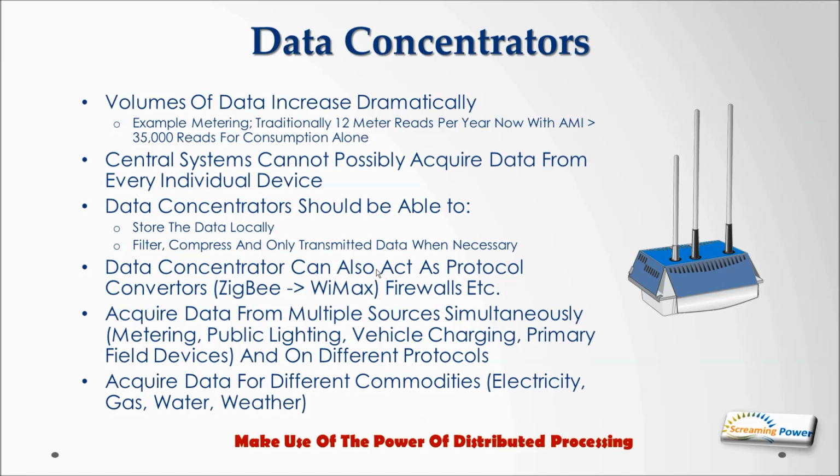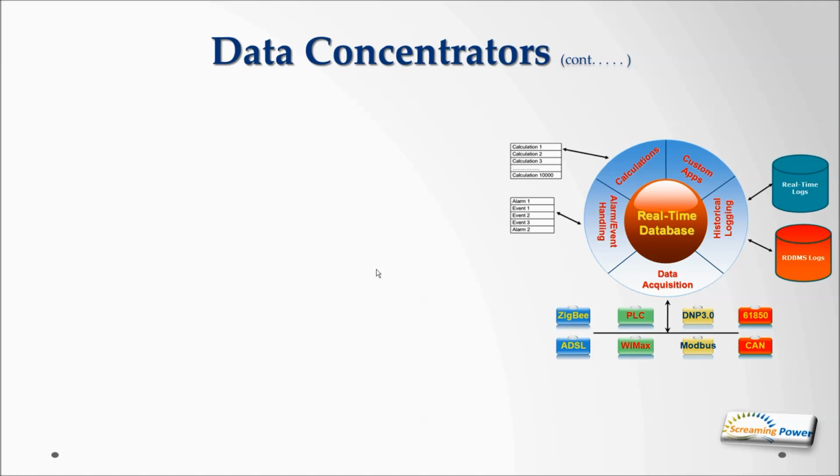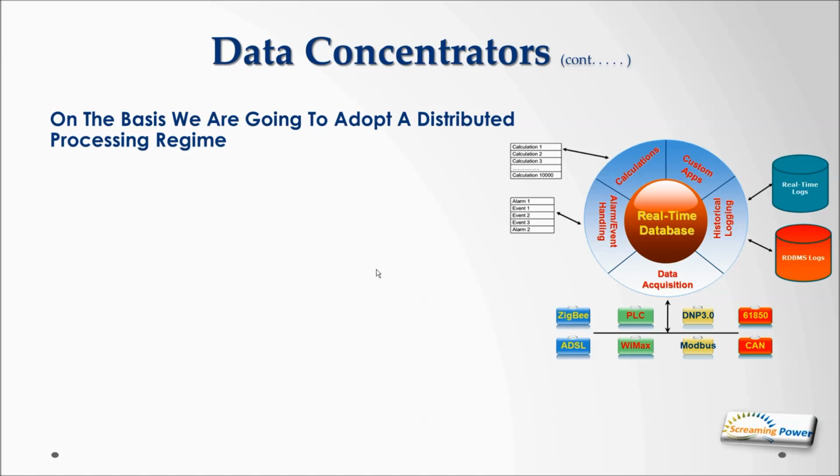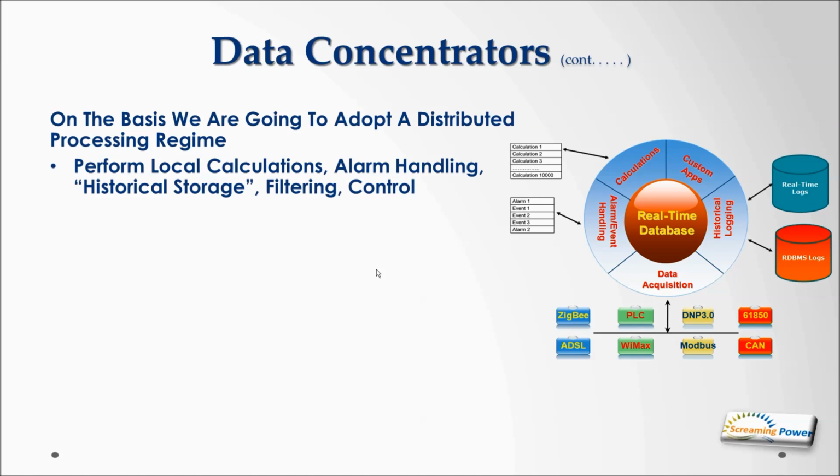And again, the point here is that we should make use of distributed processing. The data concentrators are mini computers or microcomputers in their own right, and we should make full use of them. And just continue along this vein. If we take the premise that we're going to use a distributed processing regime, we should perform all calculations locally, we should do alarm and event handling locally, we should do local historical storage in short term, and by short term I'm talking in terms of months or sub year, and we should do filtering, and we could even do control via the data concentrators.